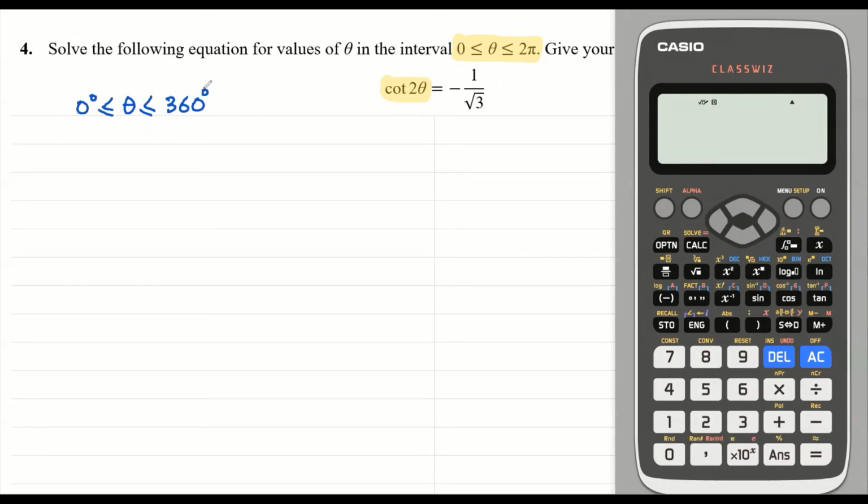Now, because we've got the 2 theta as well inside this cot function, we're going to have to make a substitution just to make life a bit easier. So we'll say let big X equal 2 theta. Okay, and we'll just rewrite the equation. So therefore, cot of big X is equal to negative 1 over root 3.